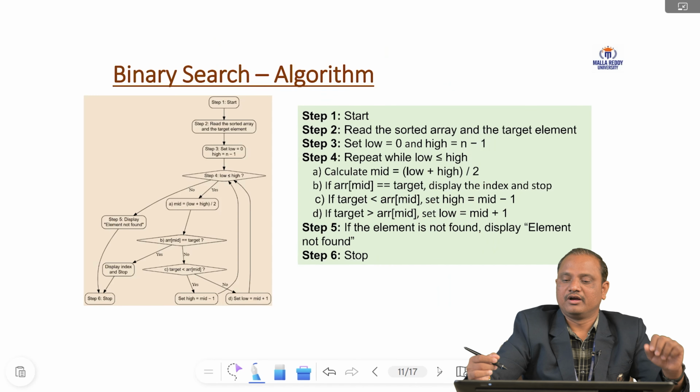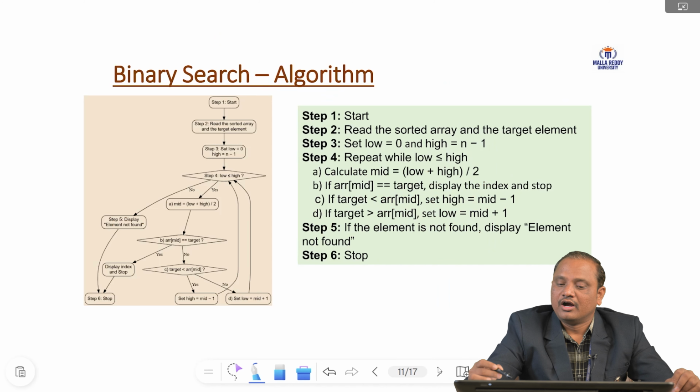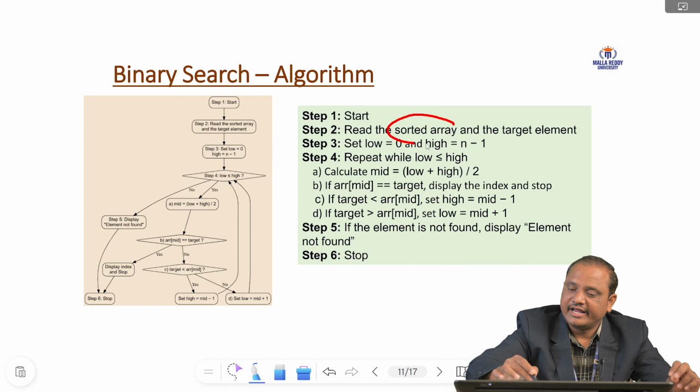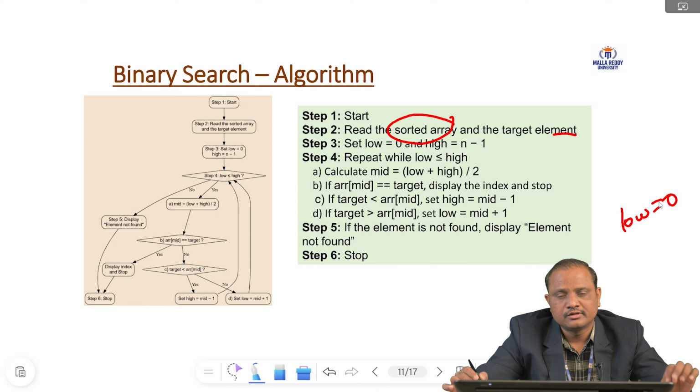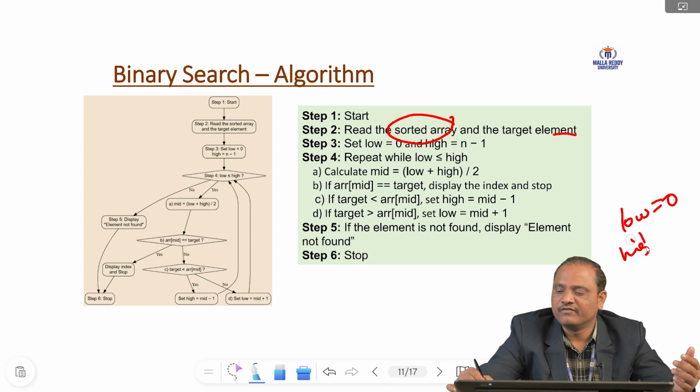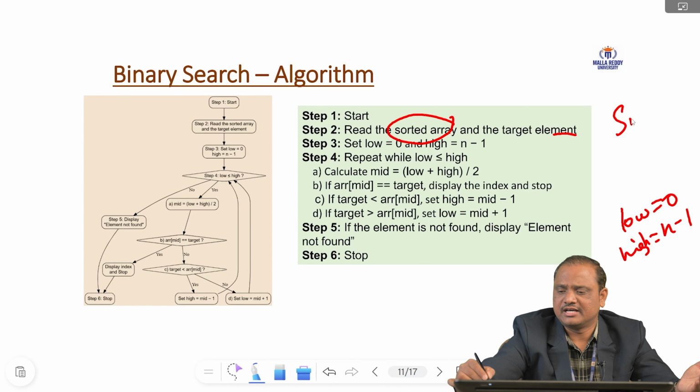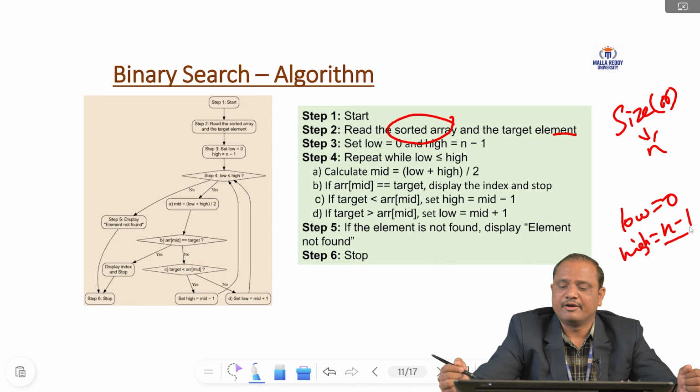So here, this is the algorithm. We will start with one sorted array. That is the main thing here. We have to fix one target element. And here also, same thing: we have to take low and high. The low value will always be 0, because the array index starts with 0. And the high value will always be size minus 1, that we can say as n minus 1. Here I am taking the entire size of the array as n, that's why I am using n minus 1 here.